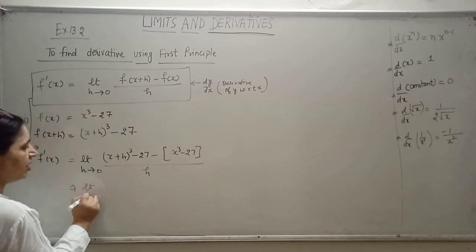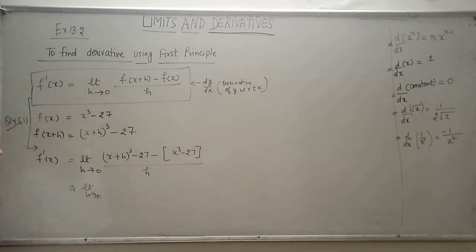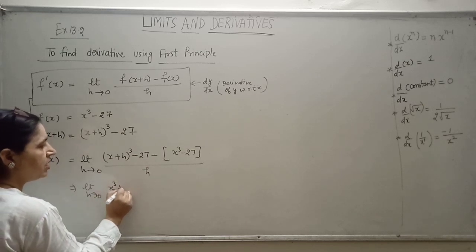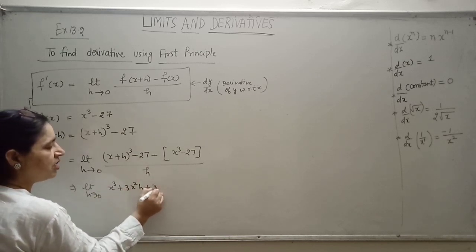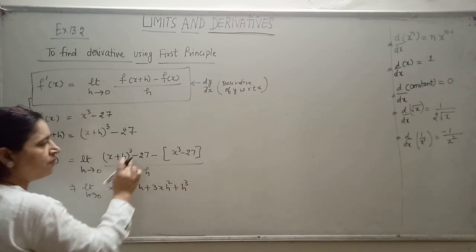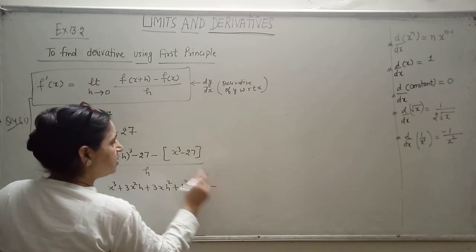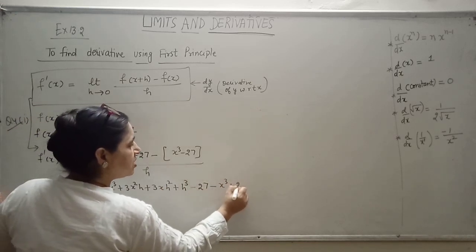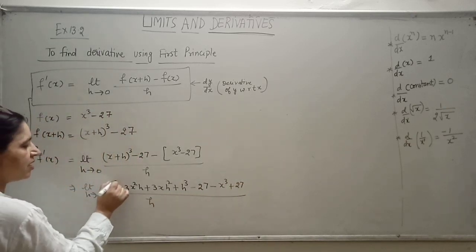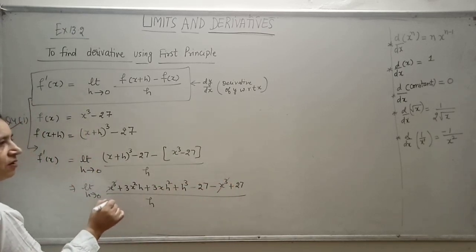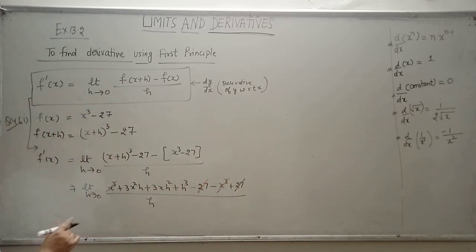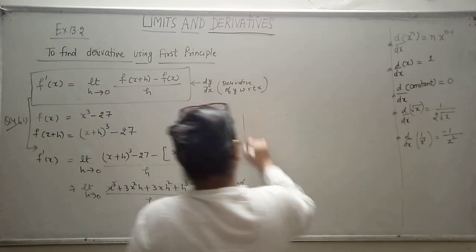So you need to open it. Of course you need to open it. What would it become? (a plus b) whole cube. So this is a cube plus 3a square b plus 3ab square plus b cube. You will apply this formula. Minus 27 minus this x cube plus 27, and upon this is h. You can see here, students, now this x cube is cancelled by minus x cube. Okay, minus 27 is cancelled by plus 27. So whatever is left, you write that.